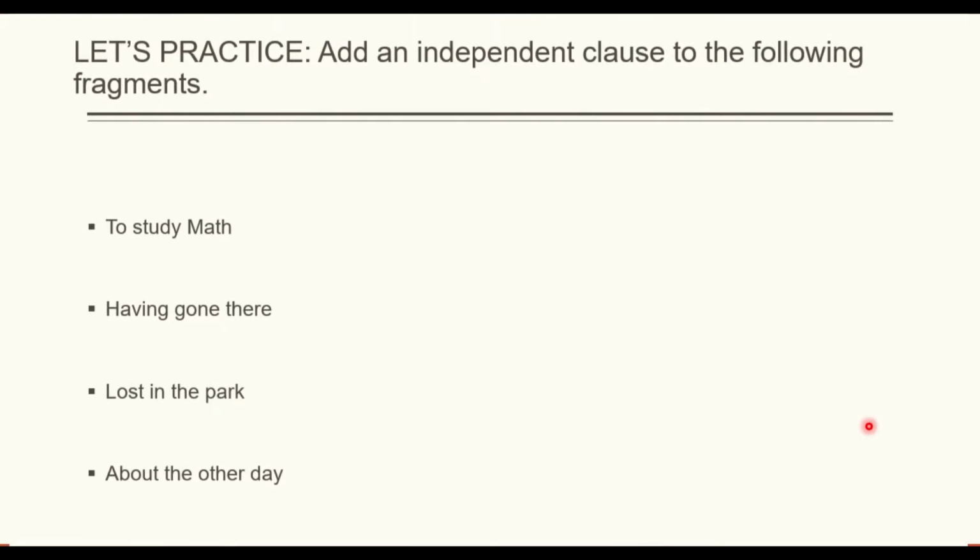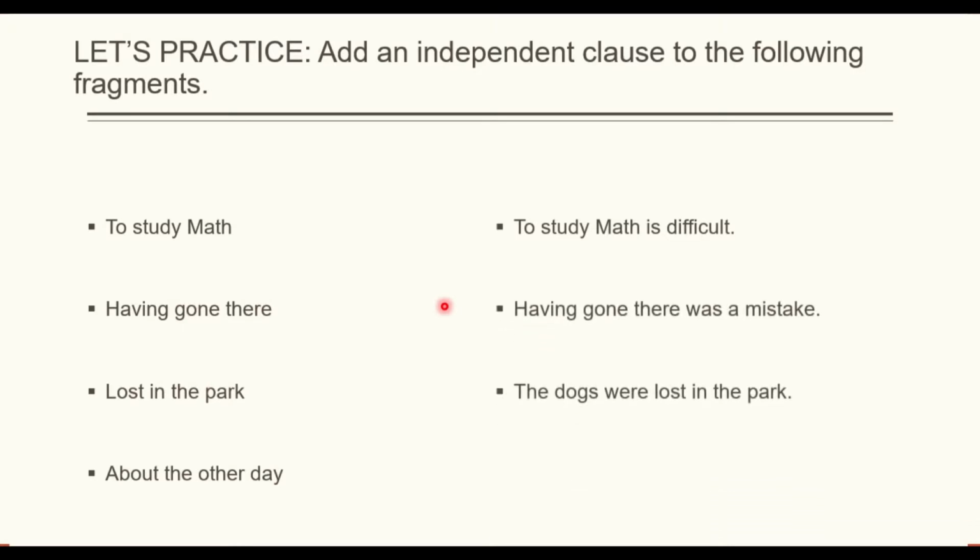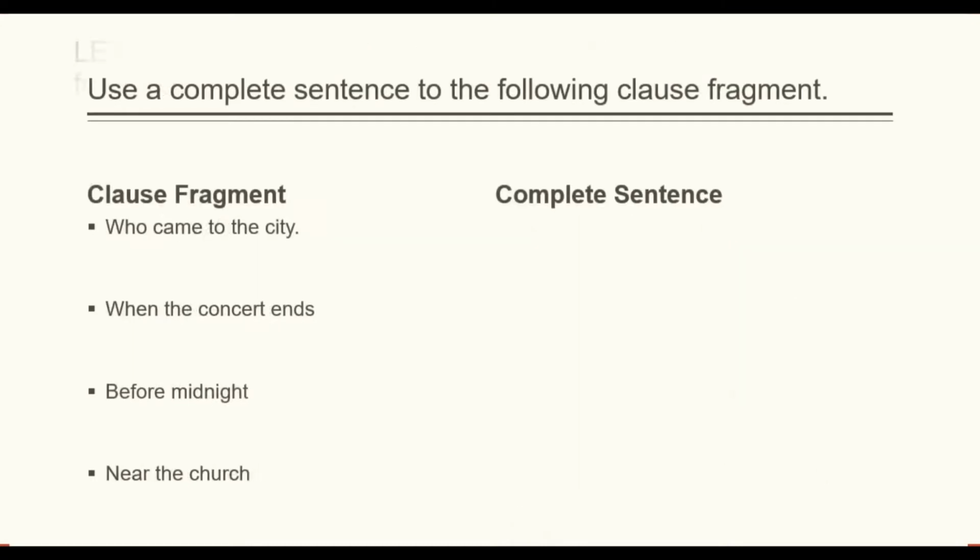These exercises were written for you to do in class. I'm going to read them all: to study math, having gone there, lost in the park, about the other day. My suggestion for you was to write, for example, to study math is difficult, or having gone there was a mistake, or the dogs were lost in the park, or about the other day, let's say nothing happened.